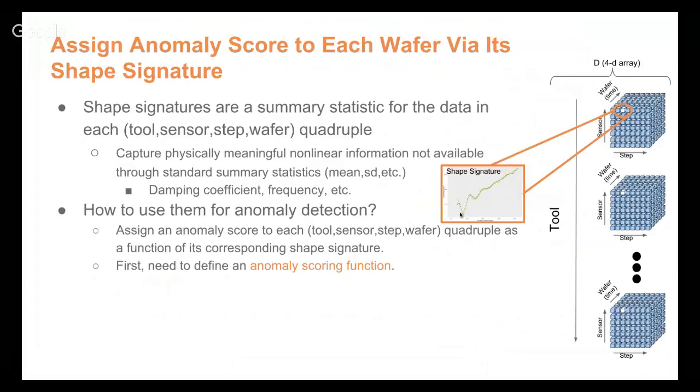But now we want to use these parameters of these curves for anomaly detection. So we're going to want to assign an anomaly score to each tool sensor step wafer quadruple in this array as a function of its corresponding shape signature. But the first thing we need to do before we get there is to define an anomaly scoring function. There's nothing really telling you how to choose one a priori. In practice, you want to choose one that's meaningful from the domain you're working with, and logical as well. You don't want to just choose something like x squared, where x is your data point. It doesn't make any sense.